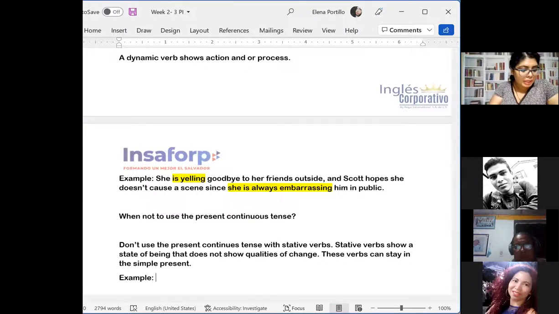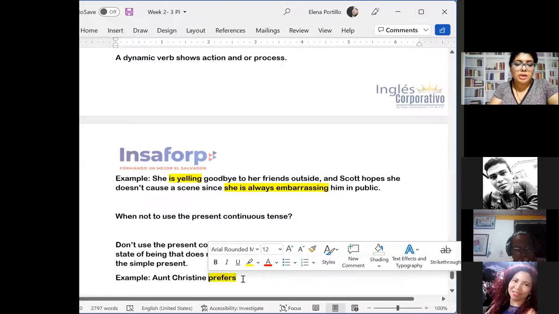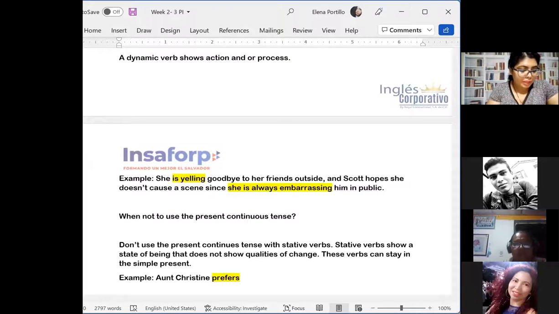And we have some example. It says, Aunt Christine is preferring the maple walnut pancake over the banana peanut butter ones that Scott loves. But in this case, we cannot use prefer with the ing form. So we are going to use prefers, the verb in present. This is the verb, and we are going to mark like this because we are not going to do it in ing form.